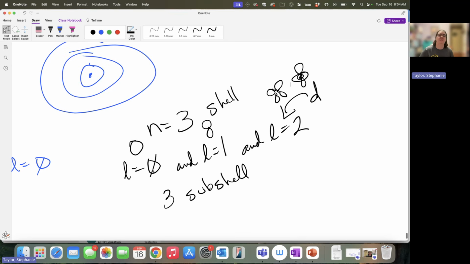And again, for L, the highest value of L is n minus 1. So the highest value of L is n minus 1, not n equals 1. Can I get my eraser? There we go.